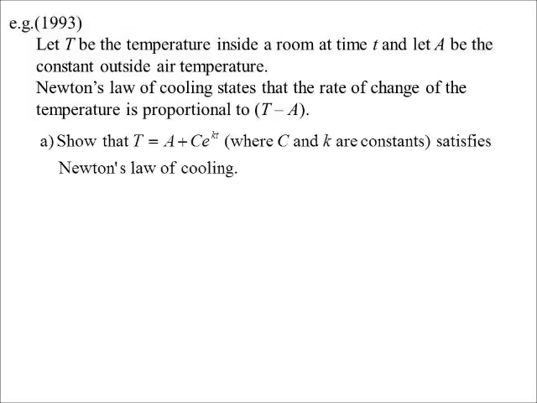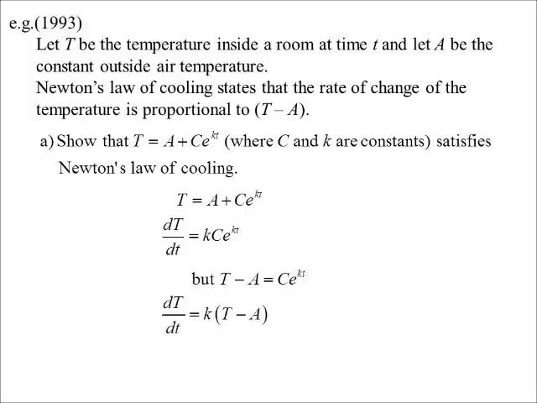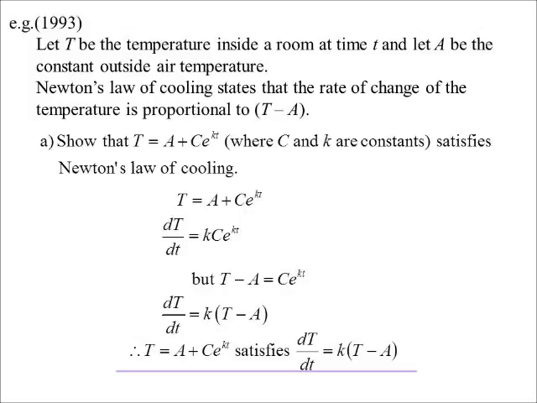So it's like I was saying this morning, they don't tend to get you to prove it via the integration. They tend to say, look, show it works, show it satisfies. So here's the equation. T equals A plus C e to the KT. If I differentiate it and get dT/dt, I get KC e to the KT. I want to show it's some constant times T minus A. So T minus A is in fact C e to the KT, if you go back to the original equation. So yes, indeed, it's K times T minus A. So yes, it does satisfy our equation.